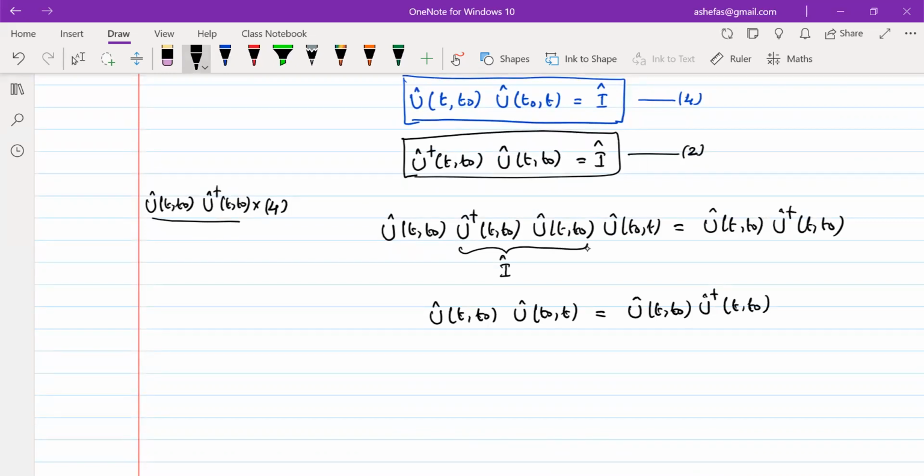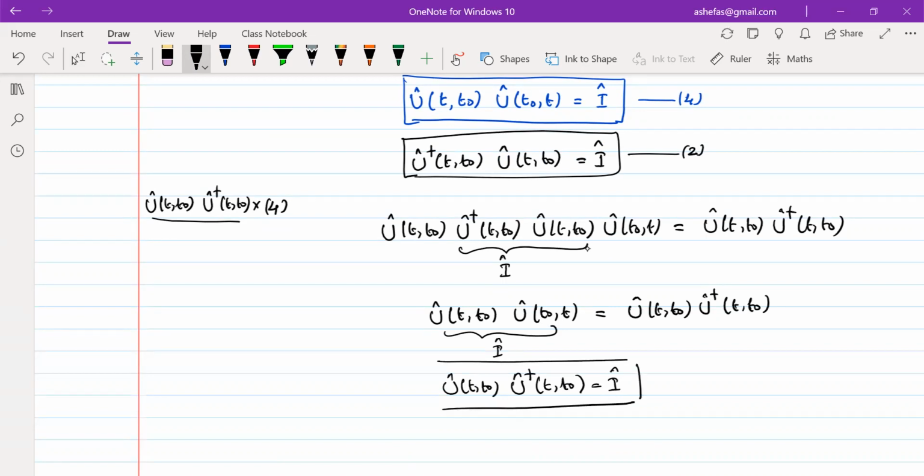Now what would be this U(t,t0) times U(t0,t) according to equation number 4? That is also identity. So what will you get? This is also an identity as per equation number 4. So finally what we have got is U(t,t0) U dagger(t,t0) would be identity. And that is our final equation.